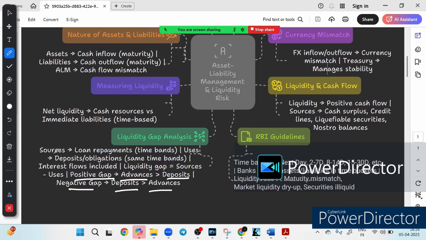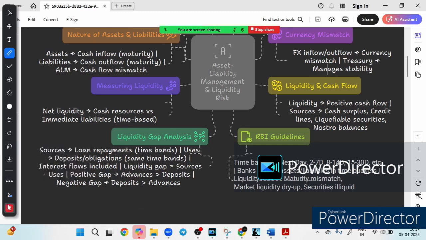Now friends, we have already discussed the source of fund, like loan repayment, and we have already covered the usage of fund. So what is the usage of fund? Like deposits, obligations, right? Now for the source of fund and uses of fund, you find the difference between them. Source minus uses will give you the liquidity gap, and the gap can be either positive or negative. If the gap is positive, it means advance is greater than deposit. If the gap is negative, it means deposit is greater than advance. So how do you find the gap? You subtract the uses from the source, and you will get the liquidity gap. This is how we calculate the liquidity gap.